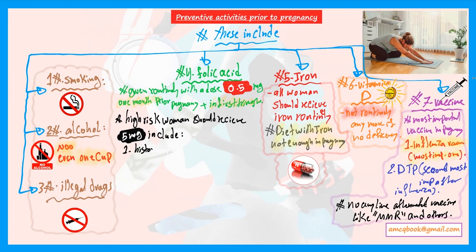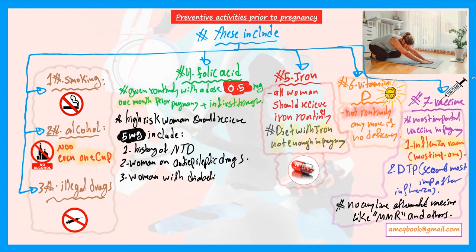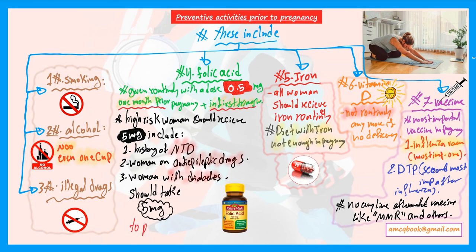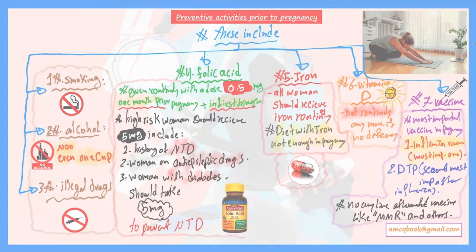The first one is a history of neural tube defect. So any pregnant woman with a history of neural tube defect should receive 5 mg, not 0.5. The second one is women on anti-epileptic drugs. And finally, women with diabetes. So these three groups of women should receive 5 mg, not 0.5, in order to prevent neural tube defect.